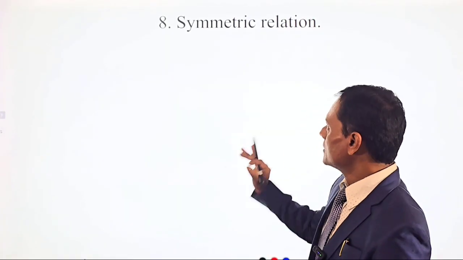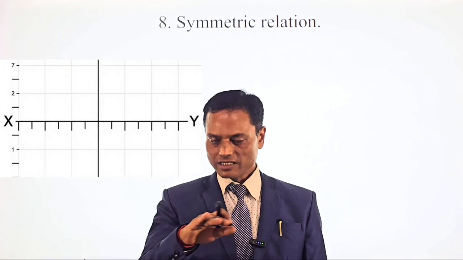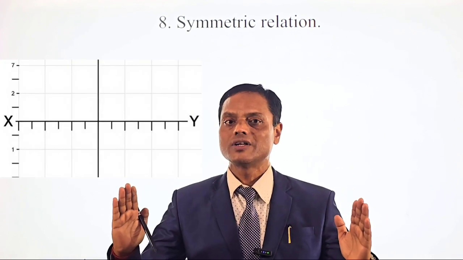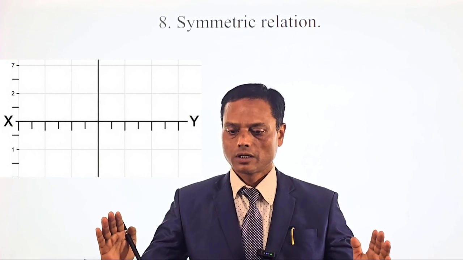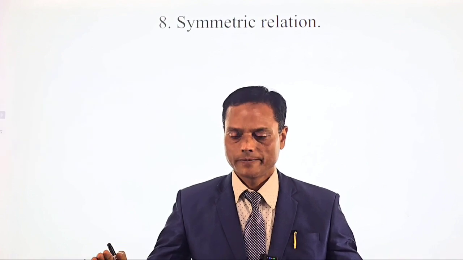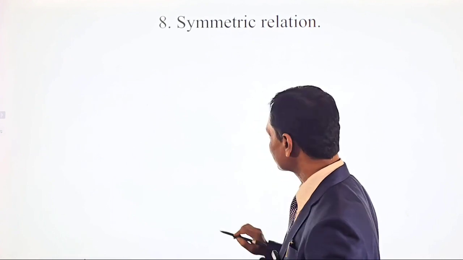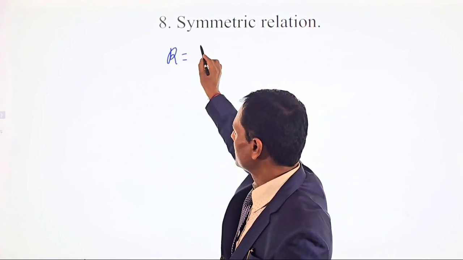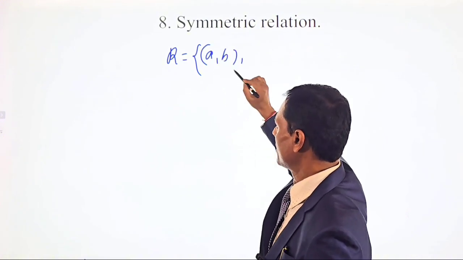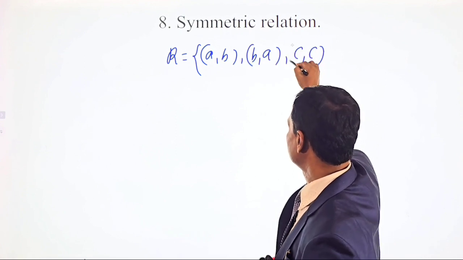The next part is symmetric relation. So what do you mean by symmetric? Have you seen the x-axis and y-axis? The y-axis divides both portions into equal shape, in equal parts. It means both sides are exactly equal. That is a symmetric line, right? So in the symmetric relation, first of all, what you have to understand is that if you have a comma b here, you have b comma a here, then you can see c comma c.